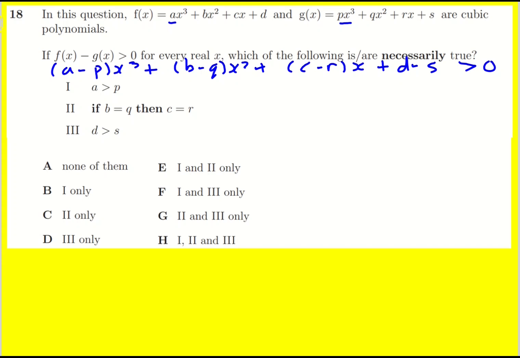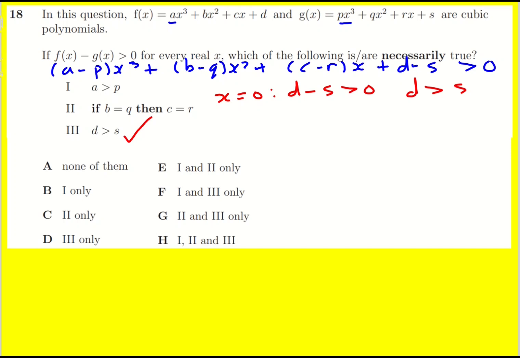And this is true for every real x, and then we're asked which of the following are necessarily true. Now, one thing we can do straight away is just to put in x equals 0, because we know this is true for all values. And then we would get d minus s greater than 0, so d is greater than s. Okay, so 3 must be true.